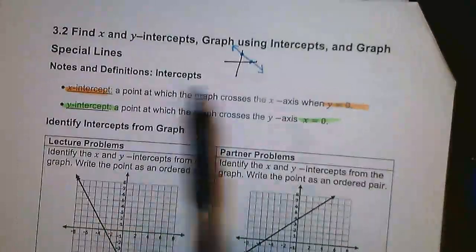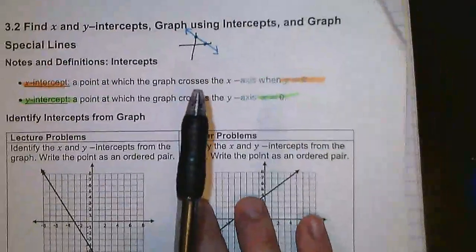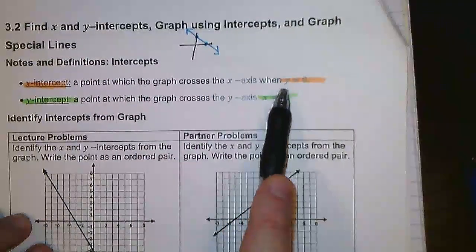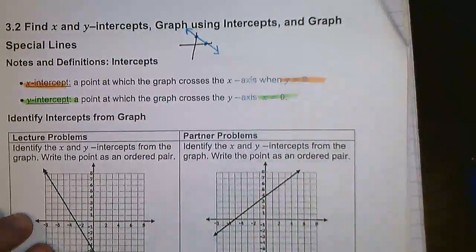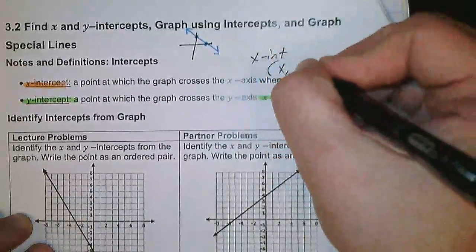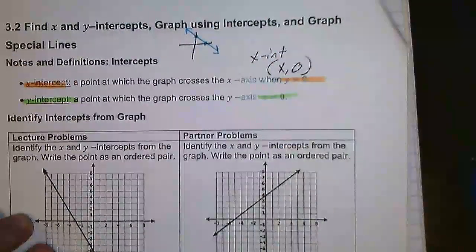A point that crosses the x-axis, or I think about it as sitting on the x-axis, crosses the x-axis when y equals 0. So for an x-intercept, you have an x value and y is 0.